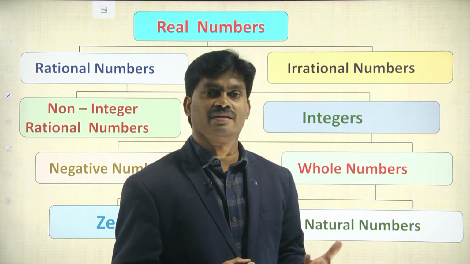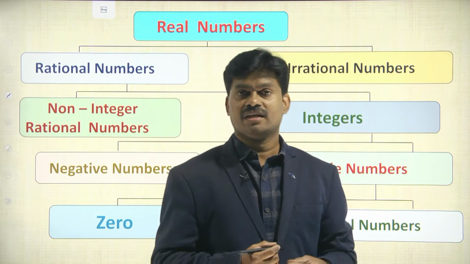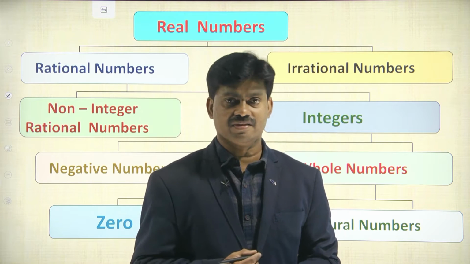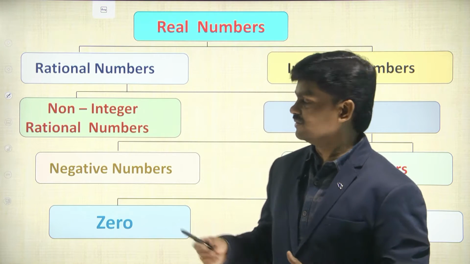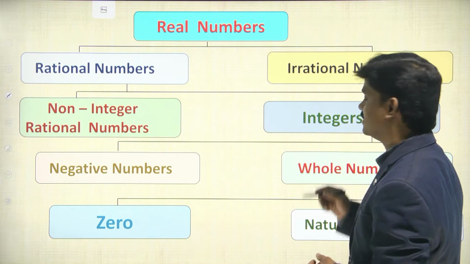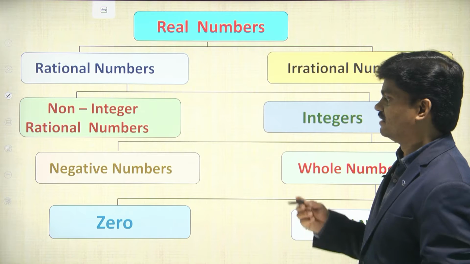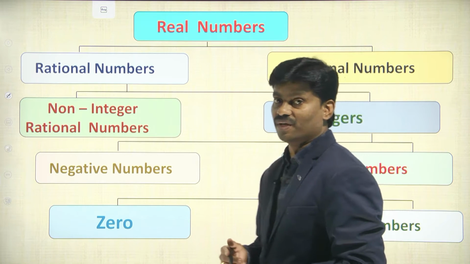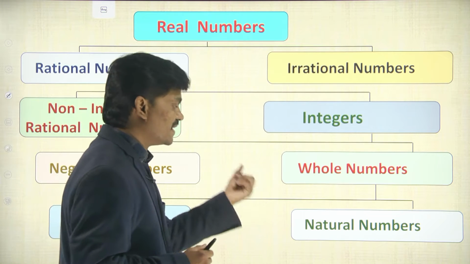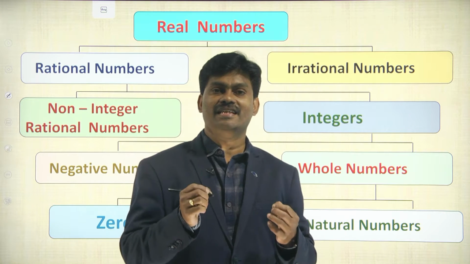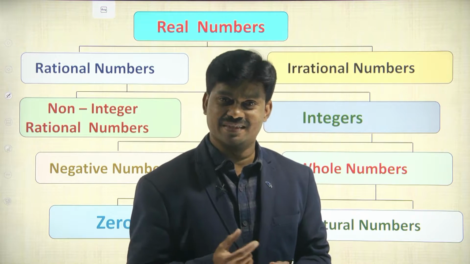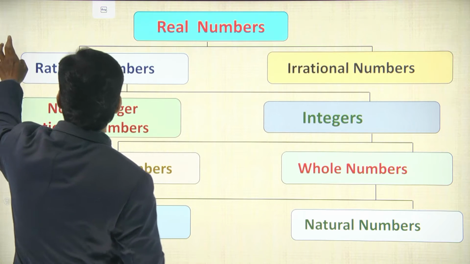And irrational numbers we cannot express in the form of p by q, and we can say them as non-terminating, non-repeating decimals. And rational numbers are further divided into non-integer rational numbers and integers. And integers are further divided into negative numbers and whole numbers. And whole numbers are further divided into 0 and natural numbers. Are there any other types of numbers which we have not looked at? Yes, let us see. So what is the answer for my question?